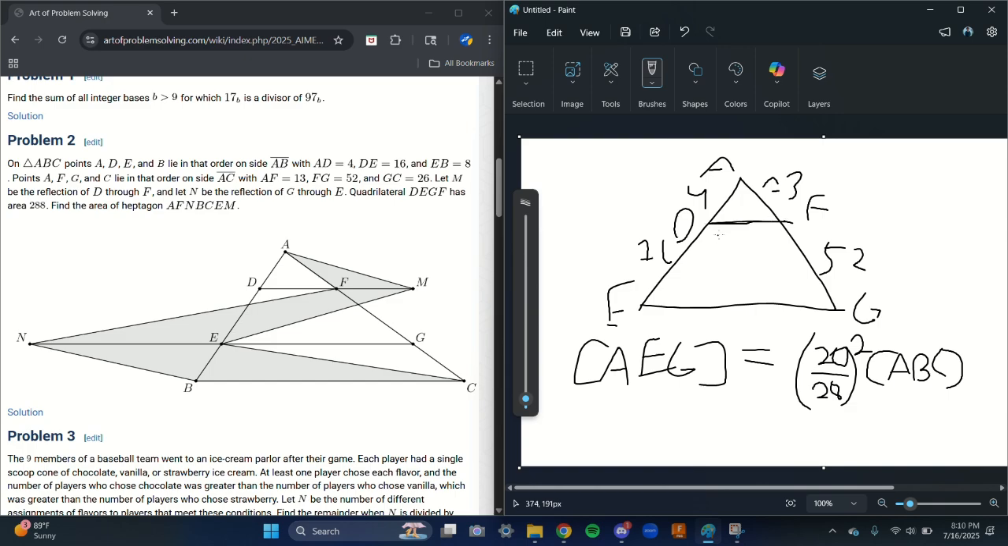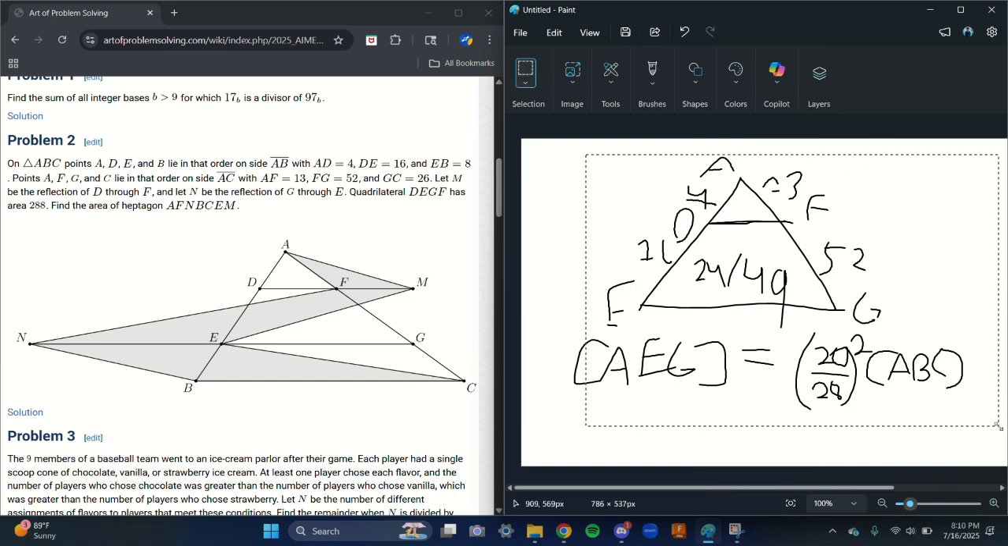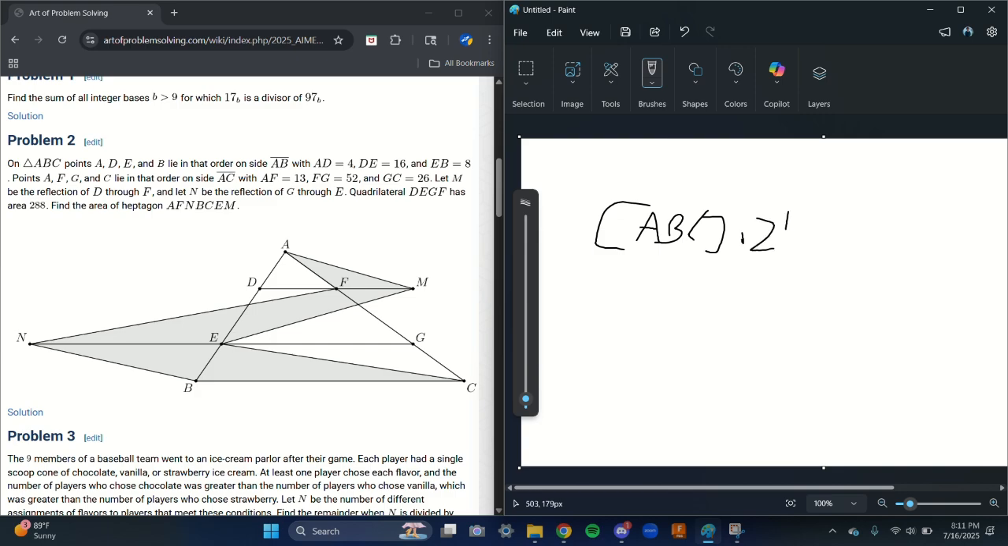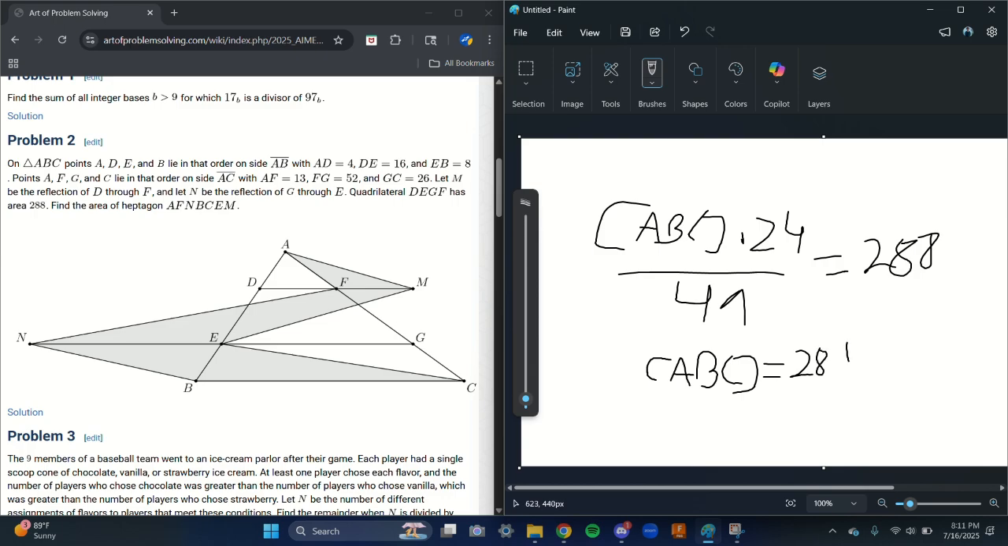And the area of triangle ADF is basically going to be 1 over 49ths. So we have the area of quadrilateral DFGE is going to be 24 49ths the area of triangle ABC. And the area of triangle ABC is our answer, so that's what we need to find. So now we can just set up a really simple equation. The area of ABC times 24 over 49 equals the area of quadrilateral DFGE, which is 288. And so solving this, we get area of triangle ABC equals 288 times 49 over 24, and that gives us our answer of 588.